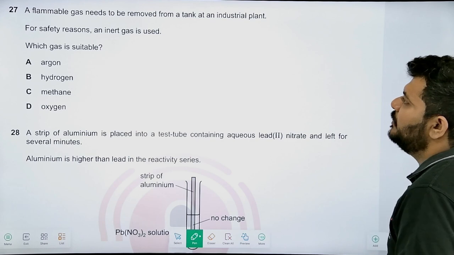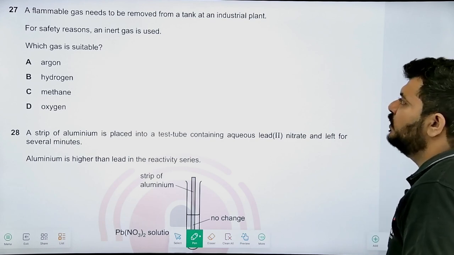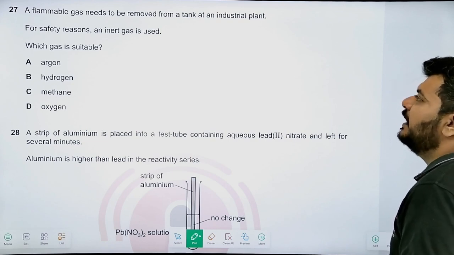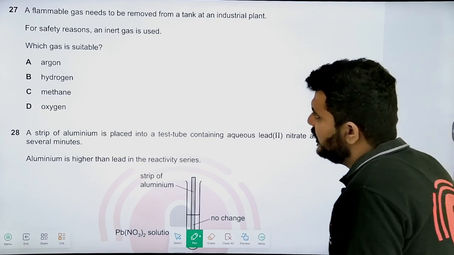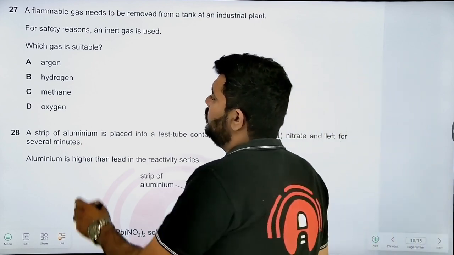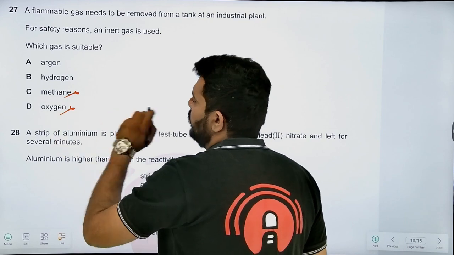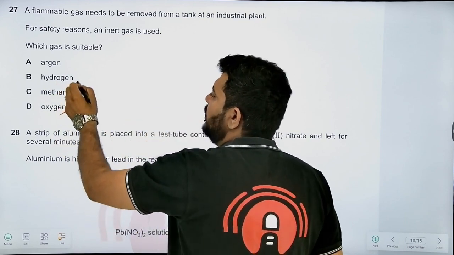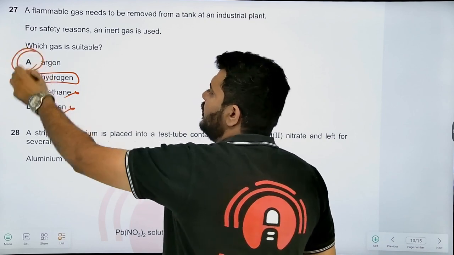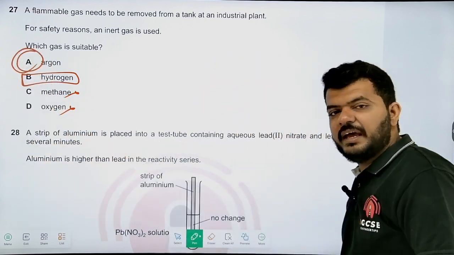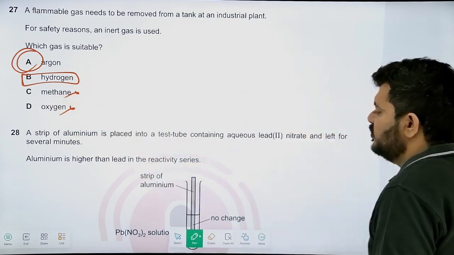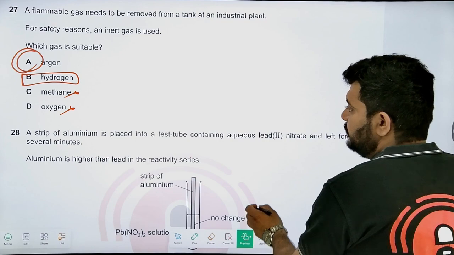Then we have a flammable gas that needs to be removed from a tank at an industrial plant. For safety reasons, an inert gas is used. Which gas is suitable? Okay, methane will cause flame, it is a supporter of combustion. If it is flammable, this is definitely not inert. Obviously, whenever they say inert gas, you should go for group 8, right? So argon is your answer.